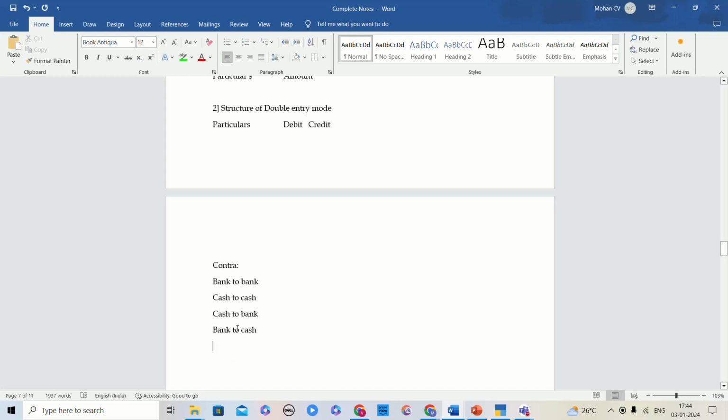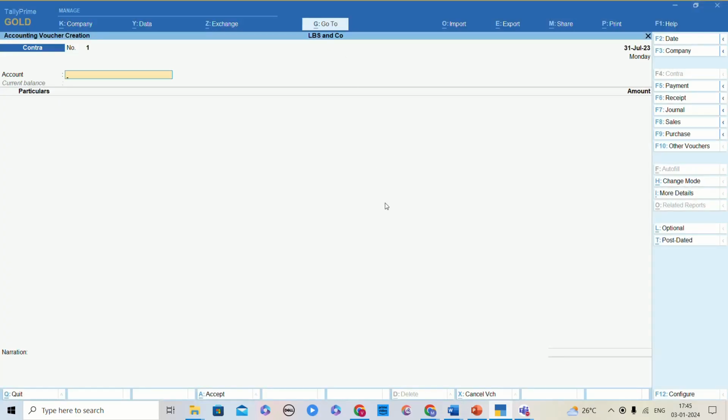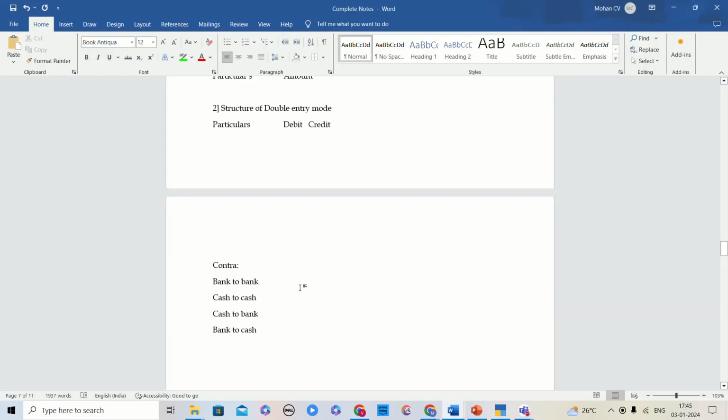If the transaction is happening between a bank account and a bank account, for example, assume my company, LBS and Company, has an account in Kotak Bank and also an account in SBI Bank. Now, when I transfer some amount from my Kotak Bank account to the SBI Bank account, the fund transfer is happening between two bank accounts. Kotak Bank to SBI. The fund is transferring from one bank account to another bank account. To record that in the books, we'll record the contra entry.